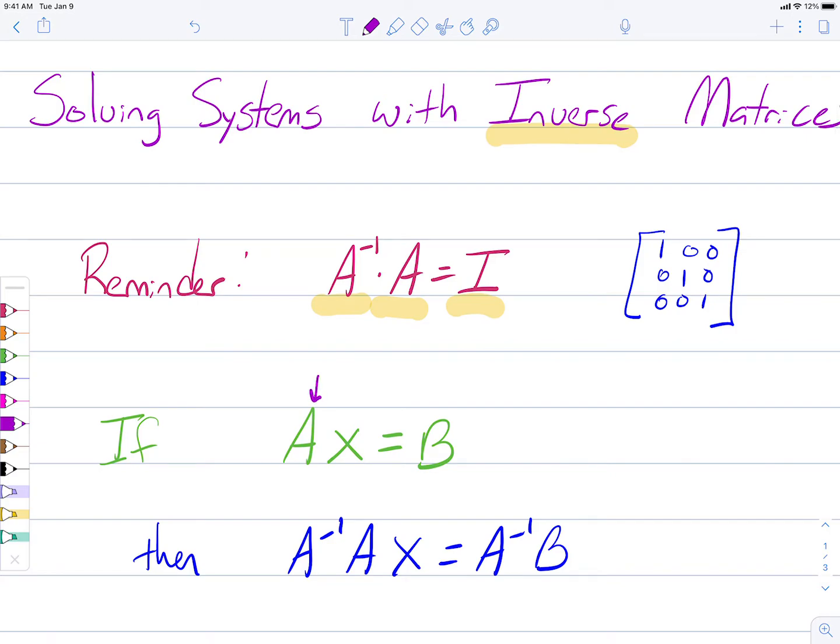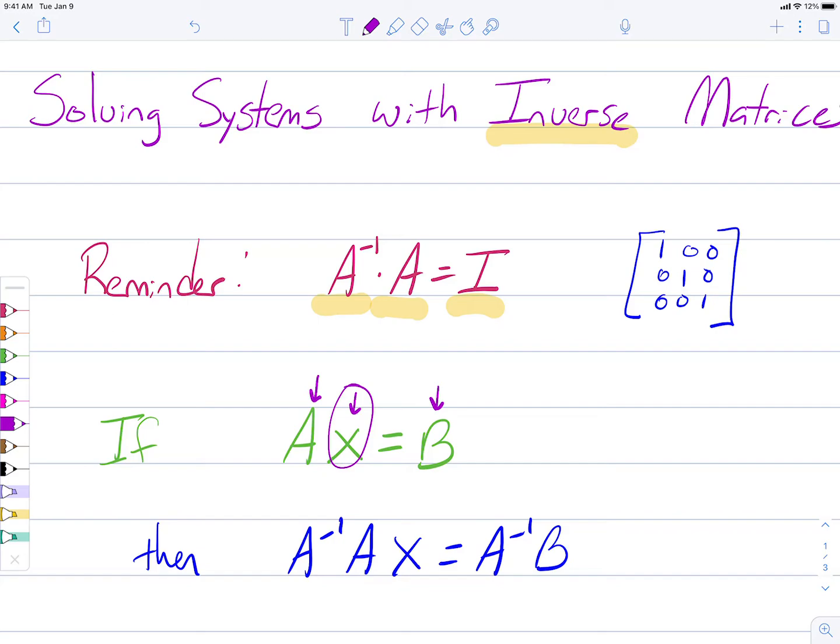This is actually going to be the coefficient matrix, and I'll show you what that is in a little bit. This is going to be our variables, like our x's and y's, and this one is going to be our answers. So if I wanted to get just my variables by themselves, which is how we solve a system of equations, we have things like x equals 5 and y equals 4.